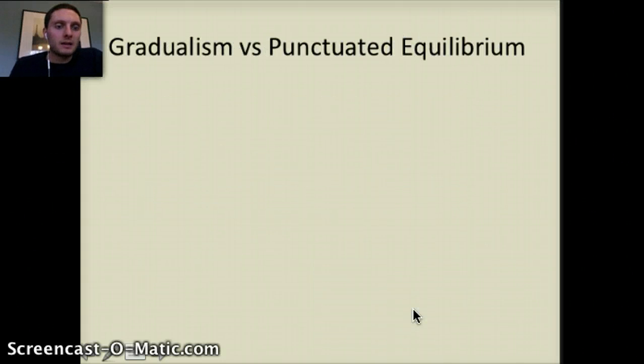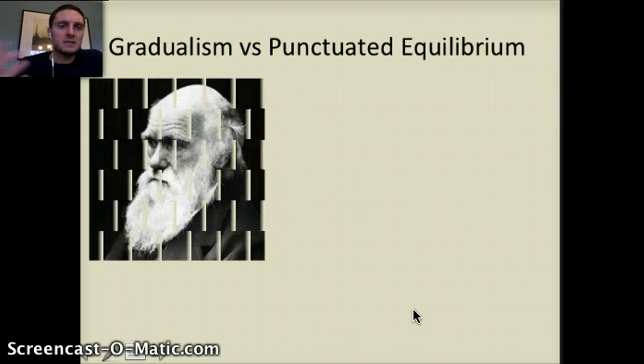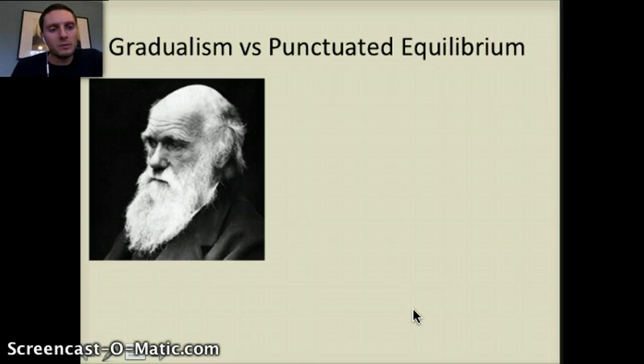The last topic that I'd like to discuss is looking at the rate, or how quickly we can see organisms change, and understanding some different thoughts behind this. The first idea is something called gradualism, and this is really what Darwin was suggesting. This is a slow, gradual change that occurs over time. So this would be organisms slowly changing over multiple generations, thousands, hundreds of thousands, millions of years, developing a different species.